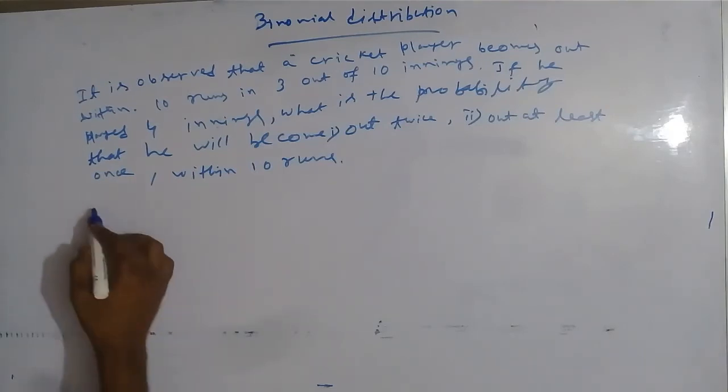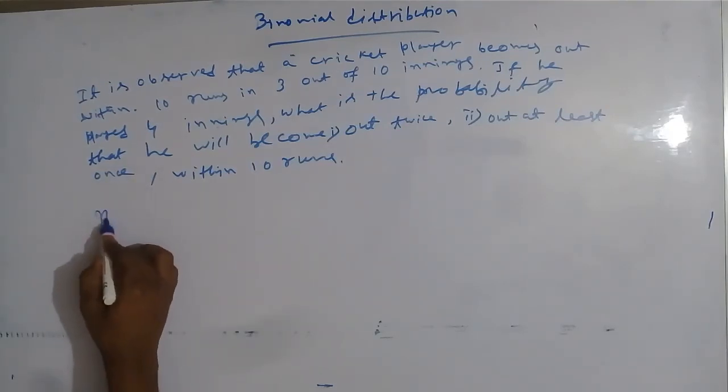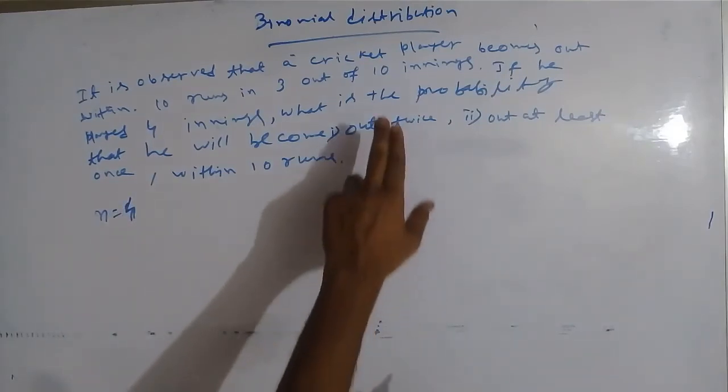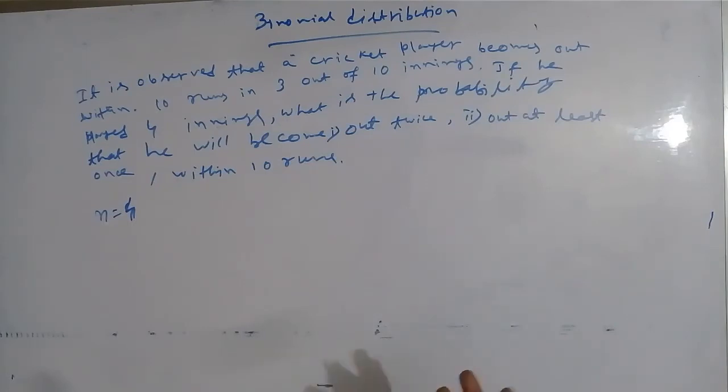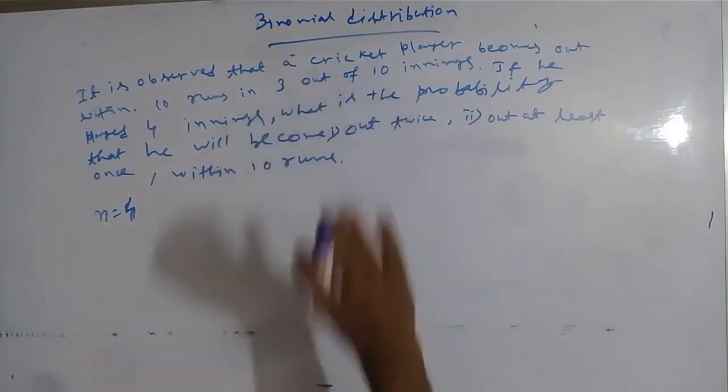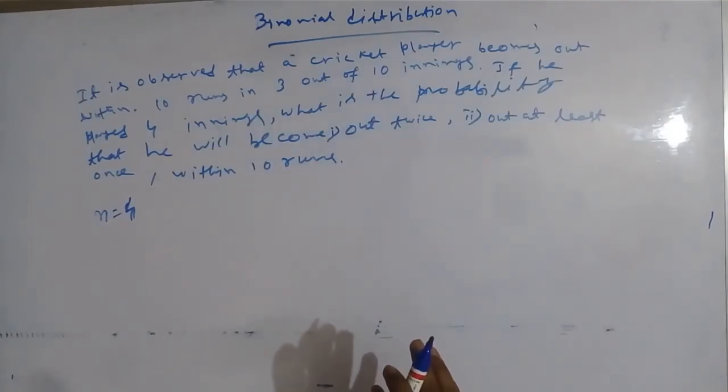So here he is playing total 4 innings, that is n equal to 4. N will not be 10. Some students may think that n will be 10. No, n is not 10. The 10 is the average score given by this. Actually he is playing total 4 innings, it is given. So if n is 4, what will be p? P, that is probability of success, and here success is becoming out within 10 runs.